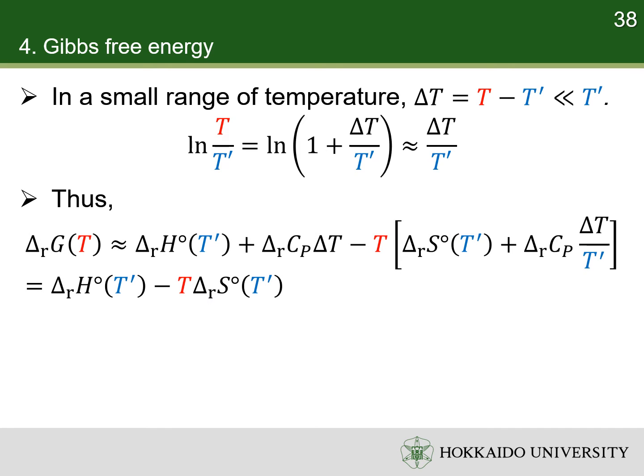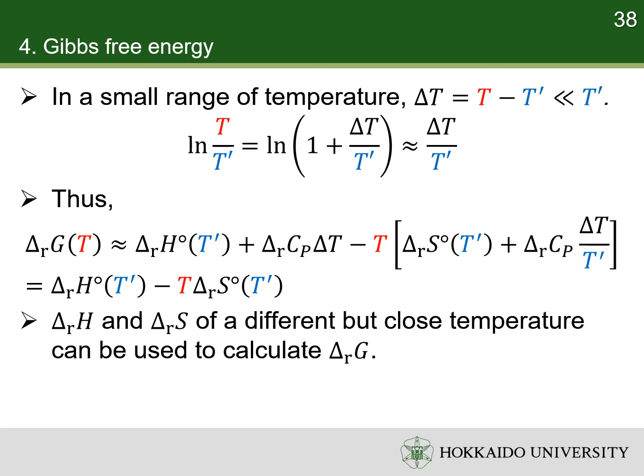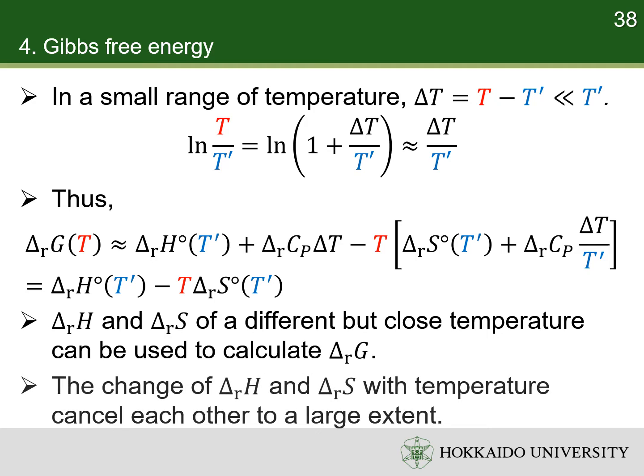Here, since delta T is small, we only keep the first order. Bring it back to the expression of reaction Gibbs free energy, and use the presumption that T is close to T'. We surprisingly find that the reaction Gibbs free energy at T can be calculated with reaction enthalpy and reaction entropy at T'. It is because the change of reaction enthalpy and reaction entropy with temperature cancel each other to a large extent.